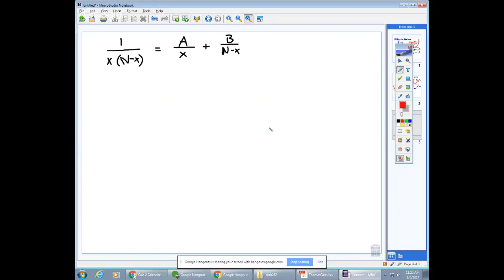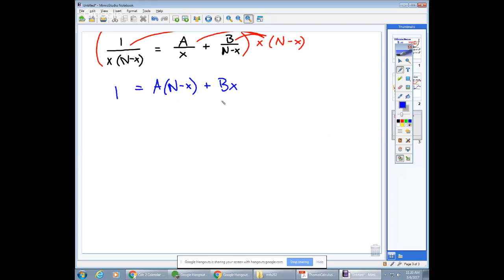And then our standard routine for solving these is to multiply everything by the common denominator, which is x times N minus x. Sorry, that's a weird x, it's capital N. And I have to distribute that through to each of these terms, and lots of stuff cancels. So I should have 1 on the left. On the right side, the x cancels, so I'm going to have A times N minus x. And then B over N minus x, the N minus x cancels, leaving just the Bx.